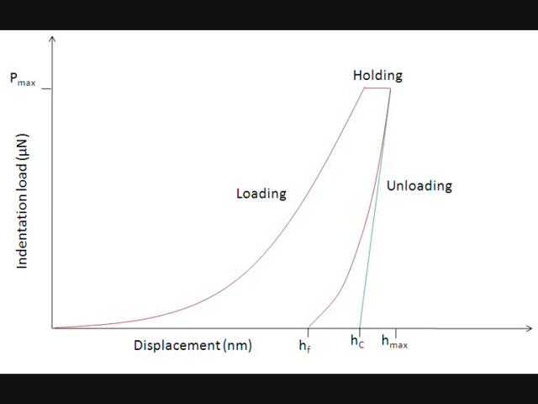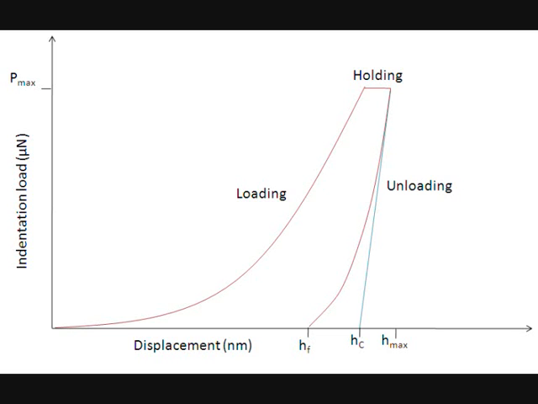The load used in this technique is in the range of 1 micronewton to several newtons. Depth varies between several tenths of a nanometer and several micrometers. During the loading phase, load increases with time. After attaining the maximum load, holding is done, then unloading, and we can measure the elastic modulus, the reduced modulus, by drawing a tangent from the initial portion of the unloading curve.